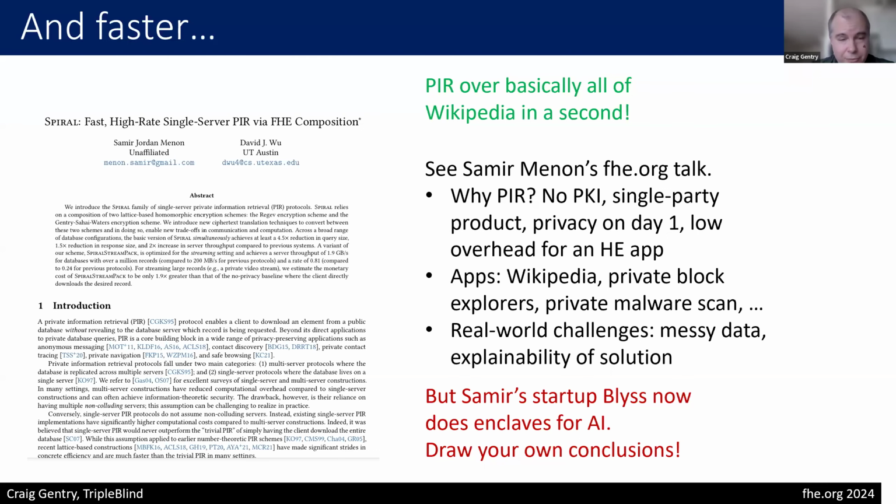He kind of convinced me this was the killer app, but then I looked up his startup, which is called Bliss, just this morning, and it turns out now he does enclaves for AI. So draw your own conclusions.